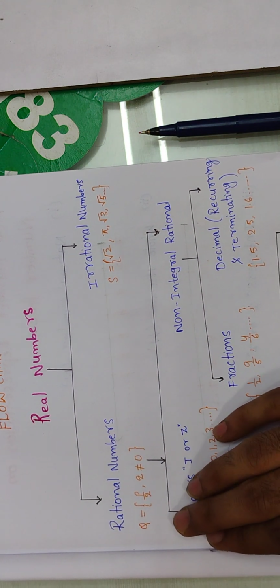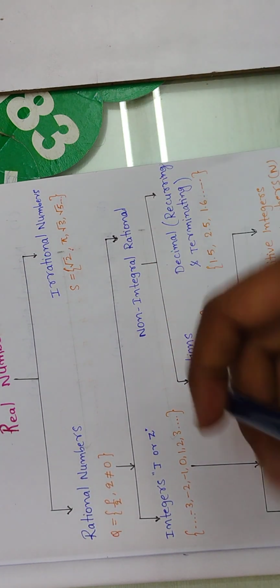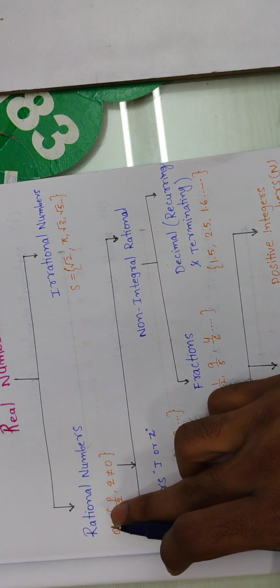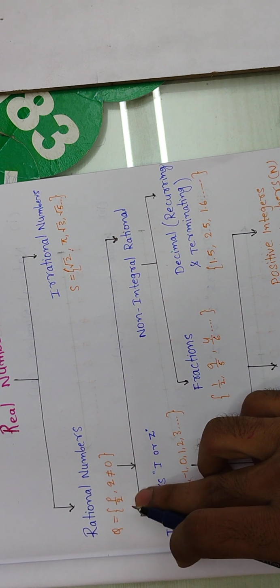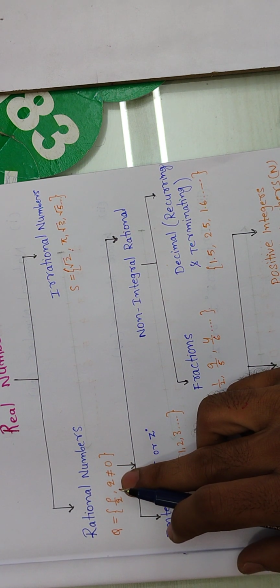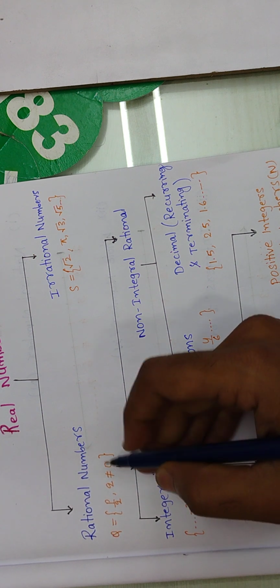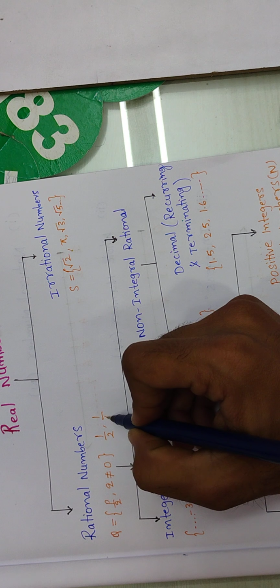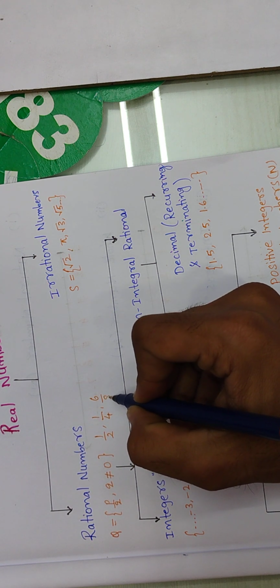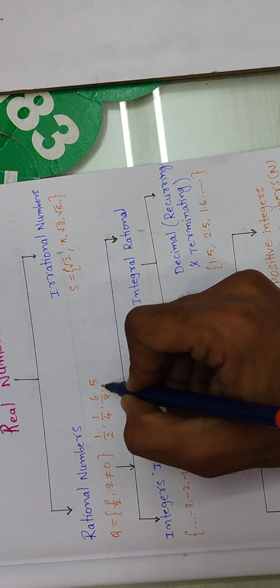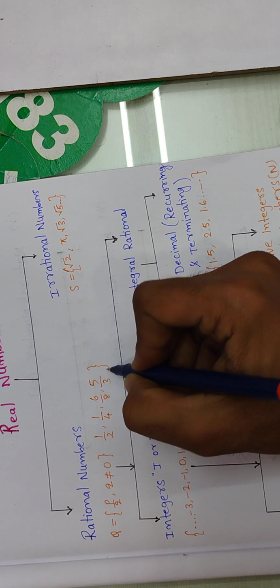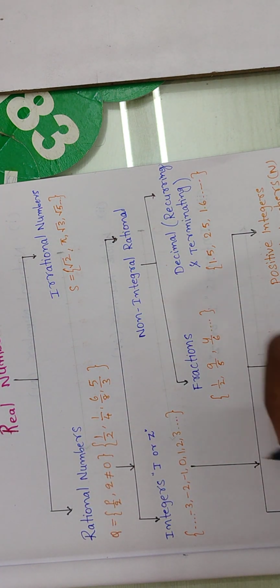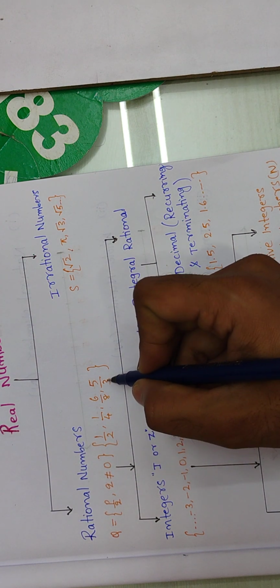Under rational numbers, we denote the letter Q. Rational numbers are nothing but the numbers which are written in the form of P by Q. And what is the condition? Q should not equal 0. So you can write examples like 1 by 2, 1 by 4, 6 by 8, 5 by 3. All these numbers we call rational numbers. You can take any, but the condition is that Q should not equal 0.